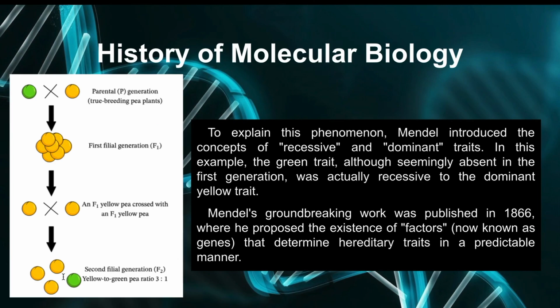Mendel's groundbreaking work was published in 1866, where he proposed the existence of factors, now known as genes, that determine hereditary traits in a predictable manner.